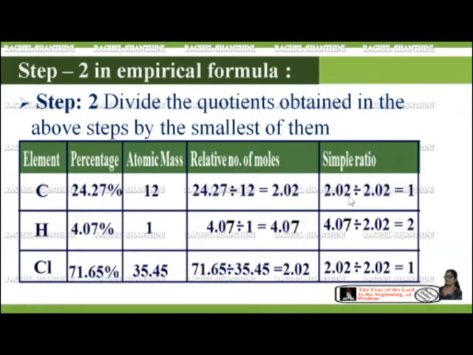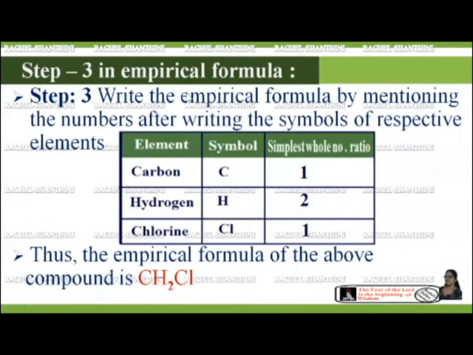So 2.02 divided by 2.02 gives 1 for carbon. 4.07 divided by 2.02 gives 2 for hydrogen. 2.02 divided by 2.02 gives 1 for chlorine. In step 3, we need to write the empirical formula by mentioning the simplest whole number ratio after writing the symbols of the respective elements. Thus, the empirical formula of the above compound is CH2Cl.